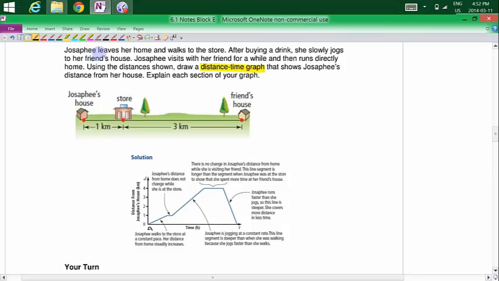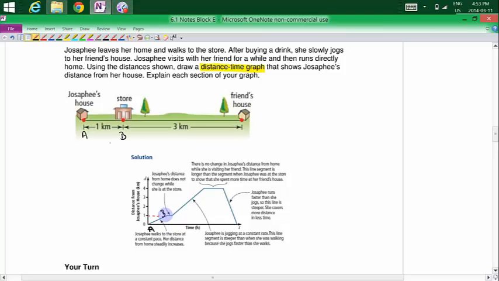So the first part of her journey is that she leaves home and walks to the store. So that would be like if I was to go from, I'll call this A, to B, okay? And we know that that's 1 kilometer. So if we go to our graph, we can see that from A to B is 1 kilometer. And then I'll draw from A to B on here. And notice it's a constant rate, okay? There's no curve to the line. It goes up at a nice slope.